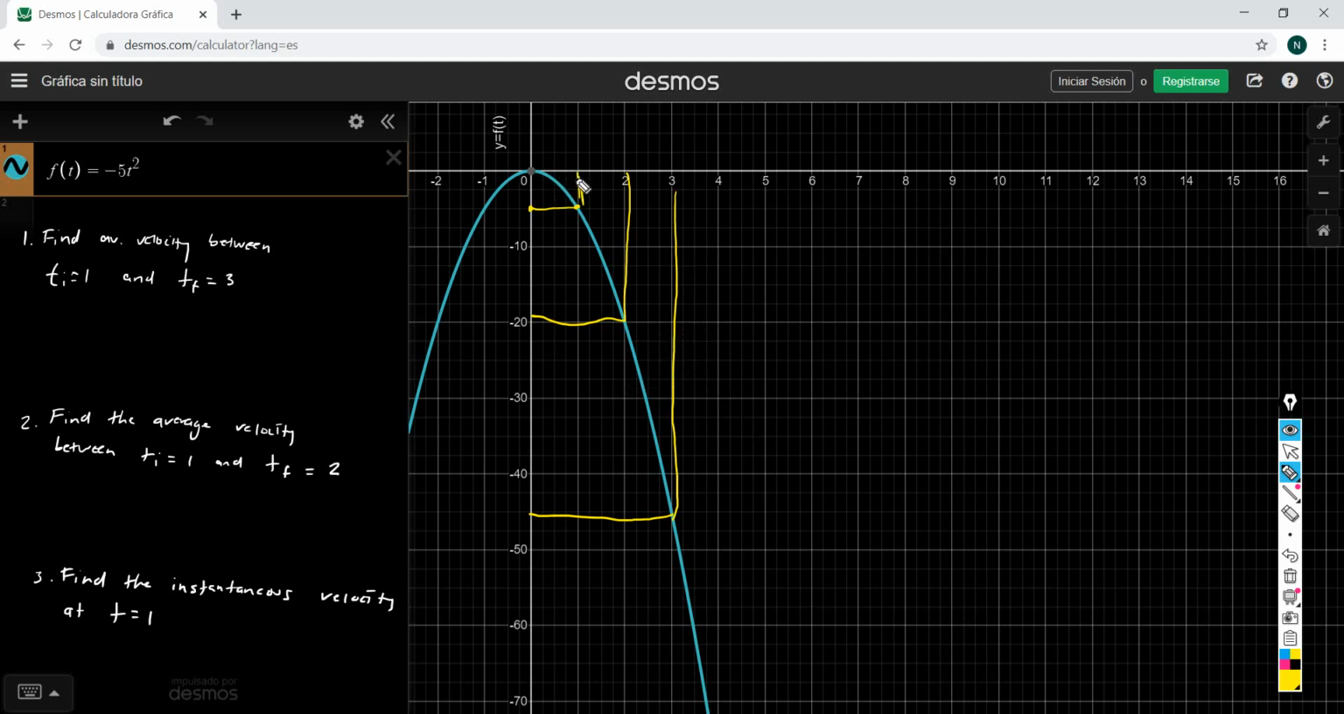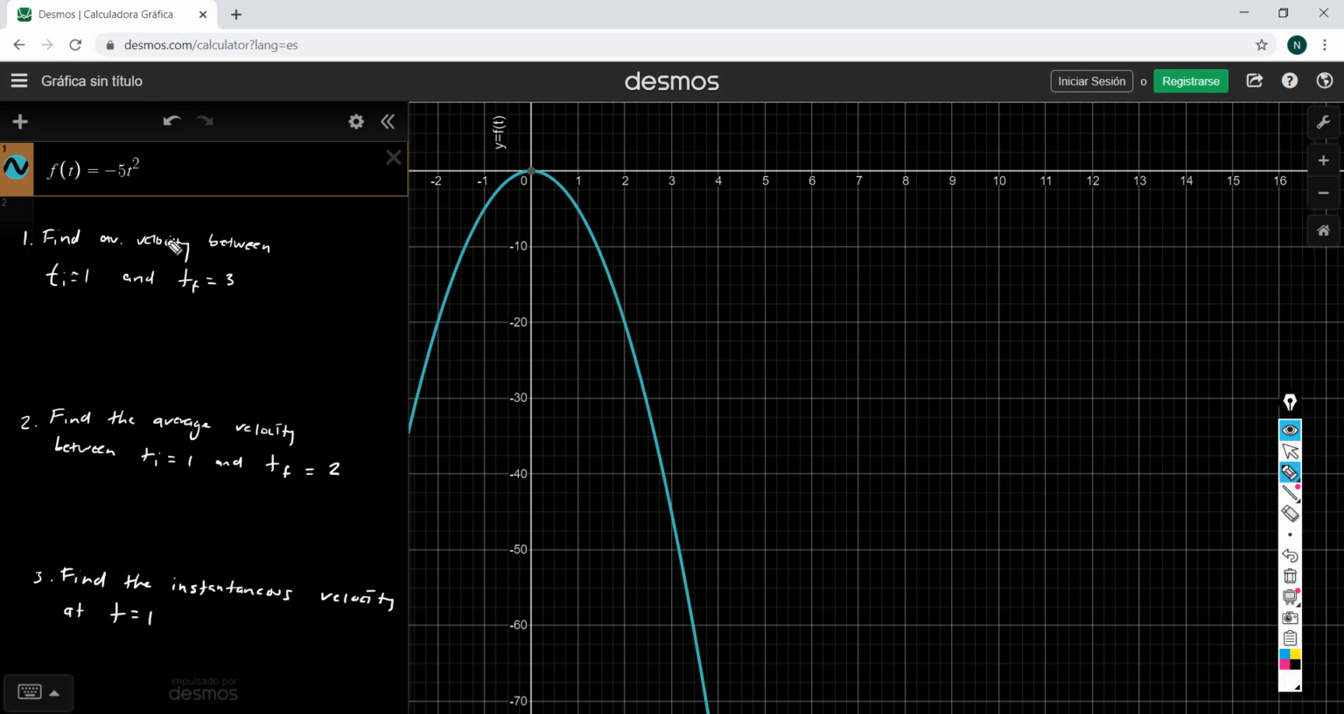In 1 second here, it only went 5 meters downwards. And then in this other second, from 1 to 2, it went from here to here, and that's 15 meters downwards. So you see, its velocity is increasing, and that's why we want to analyze its velocity over these intervals of time and at a specific point. We're going to solve all of these 3 tasks.